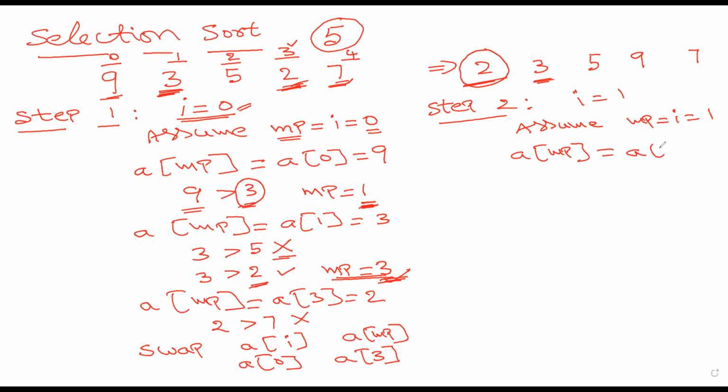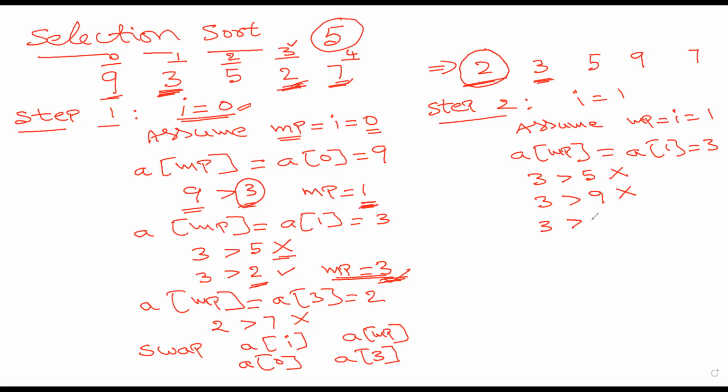So that is A of 1, which is nothing but 3. So 3 we have to compare with its next element. 3 is greater than 5? This is not true. So there is no need to change minimum position. What is the next element? 9. 3 is greater than 9? That is also wrong. So there is no need to change minimum position.